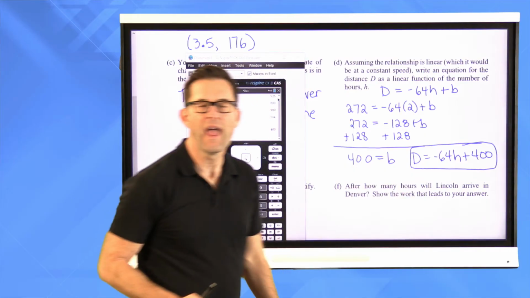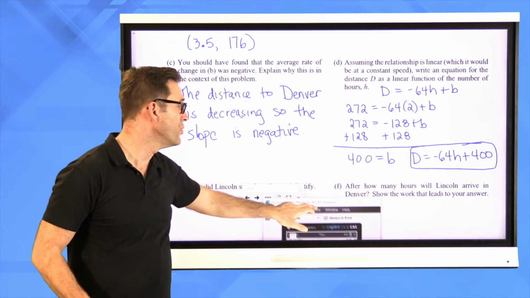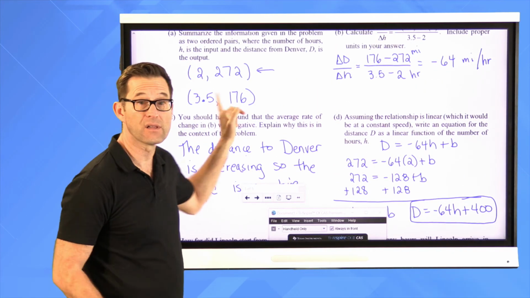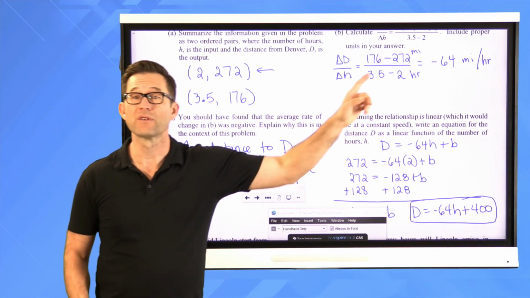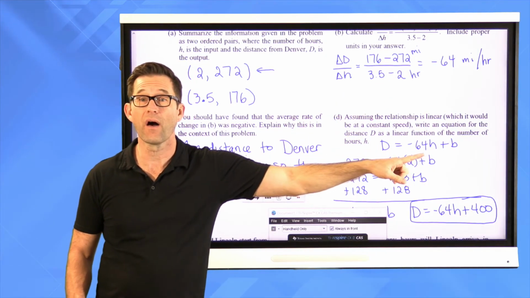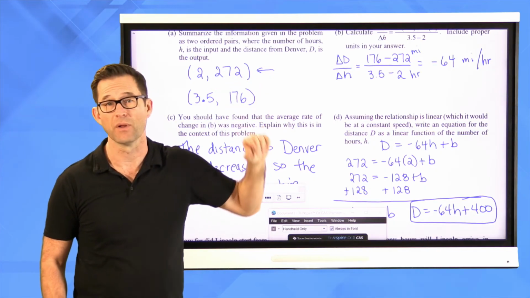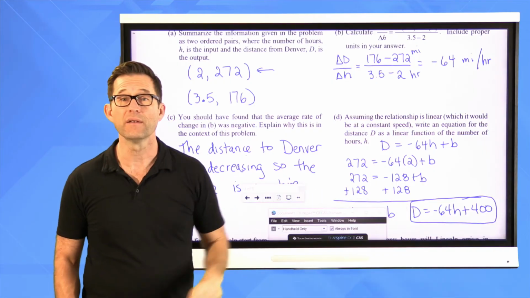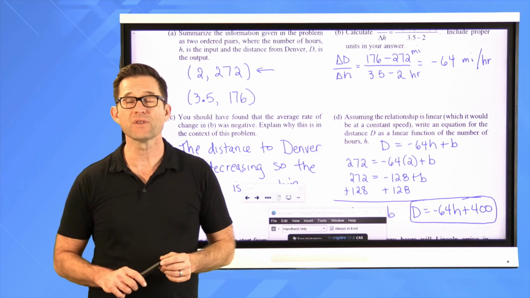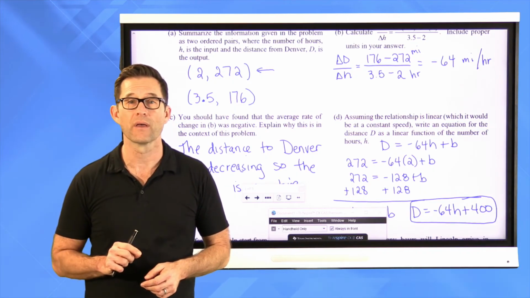That's it, right? And this is exactly what we did a few lessons ago when we knew 2 points that lie on a line. We used those 2 points to first calculate the slope. We then put the slope back into the equation of the line and used one of the 2 points, and it wouldn't have mattered which. I just chose the one that didn't have a decimal in it. And we used those 2 points then to find the y-intercept. So now we have a full model. The distance that Lincoln is away from Denver is negative 64 times the number of hours he's been driving plus 400.